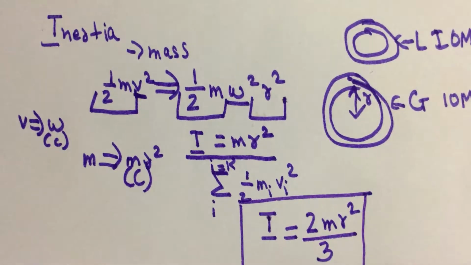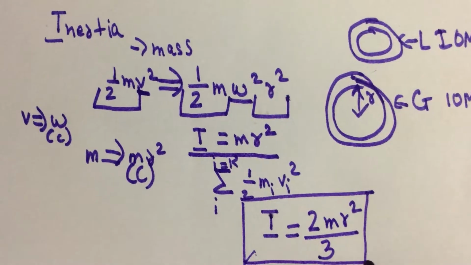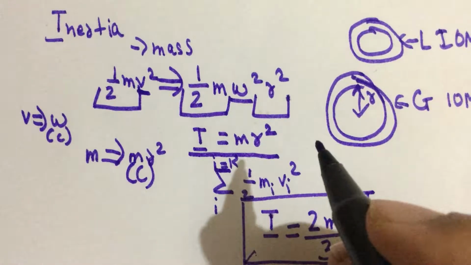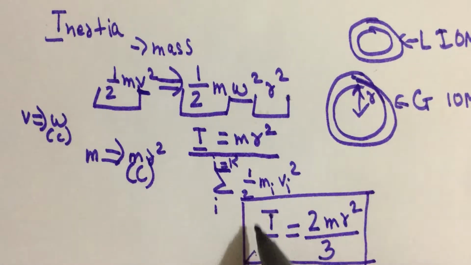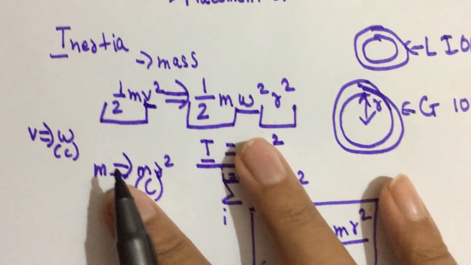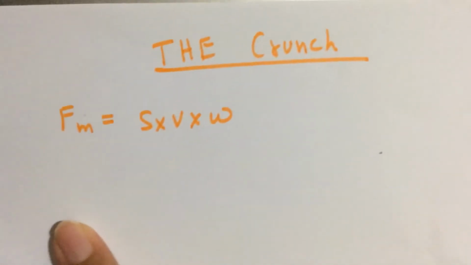Now we shall use this in our equation from the previous slide where we equated torque to angular acceleration. We'll put this instead of I, this equation right here. Okay, so now let us get to the crunch.